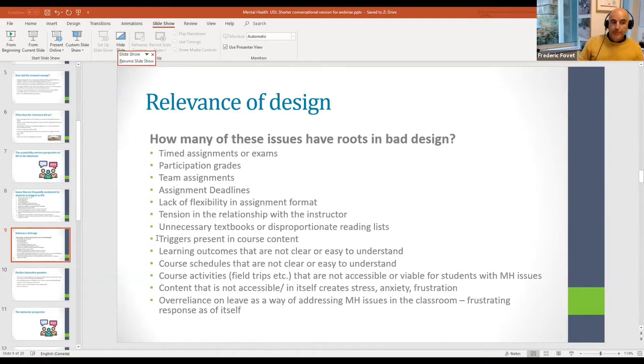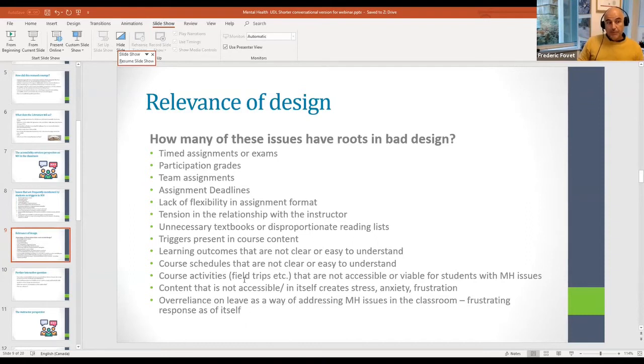Now, there are some that we might not be able to. It's probably easier to look at the ones that are not necessarily by design. Triggers present in the course content, that's actually going to be a wider reflection about some of the themes that you're bringing to the classroom and the sensitivity that some students may have. But pretty much all of the other 11 are things that you can actually tackle through design. And they are really the results of bad design or teacher-centric design.